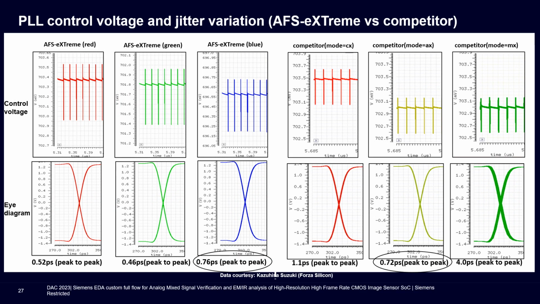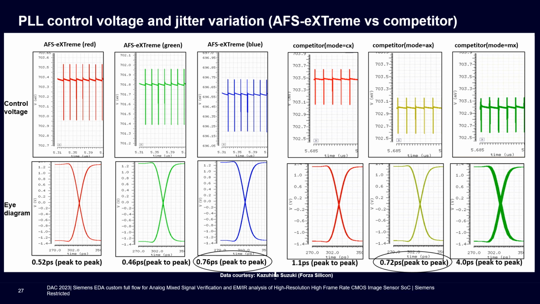Next, we look at one of the most important performance metrics of a PLL, that is output jitter. Comparing the highest accuracy modes of AFS Extreme versus competitor, we can see that AFS Extreme red mode gives a more accurate peak-to-peak jitter performance versus competitor CX mode. Also, it is interesting to note that AFS Extreme blue mode gives comparable jitter performance as competitor AX mode, as highlighted in the circle at the bottom.